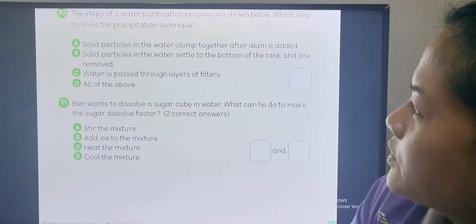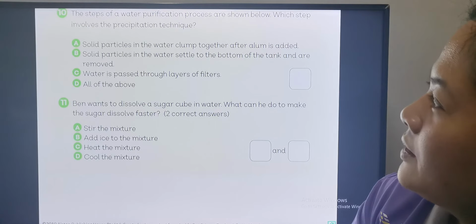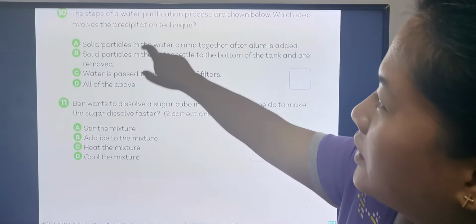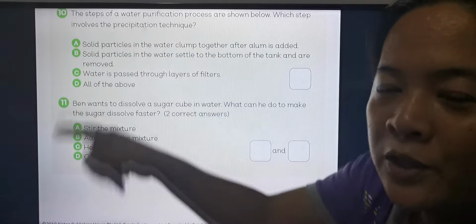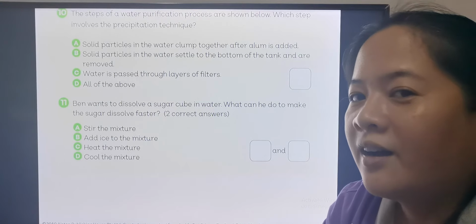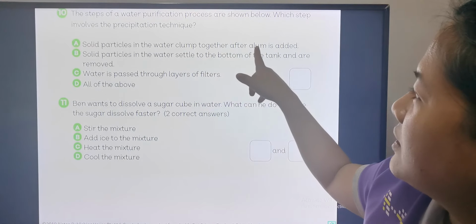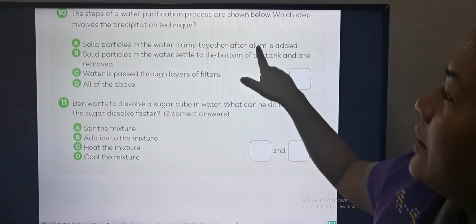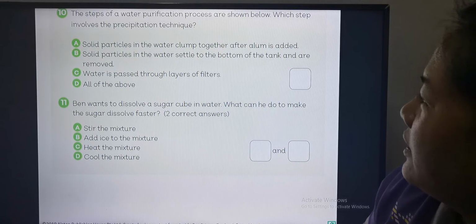Number 10, the steps of water purification process are shown below. Which step involves the precipitation technique? Okay, actually you don't have to read all of it. You just have to look for the precipitation technique. When you talk about precipitation, you talk about putting alum on the solution. So the correct answer is: solid particles in the water clump together after alum is added. Okay, so this is precipitation, letter A.